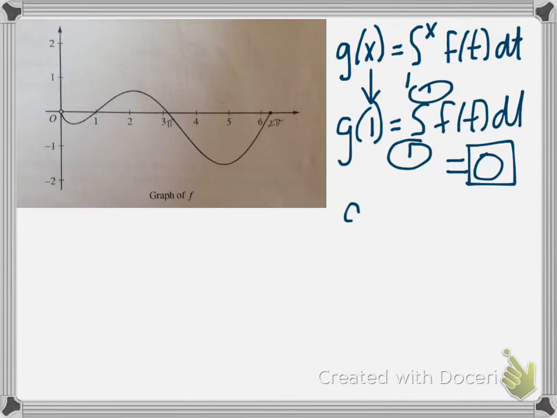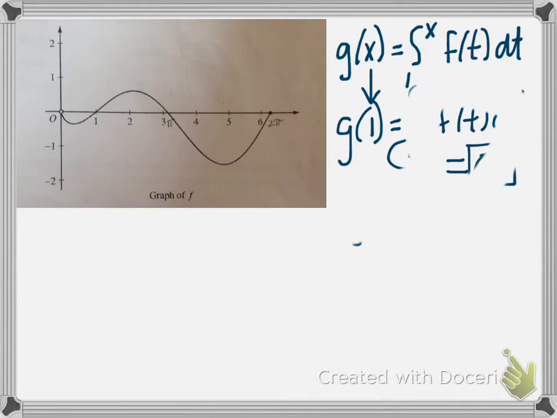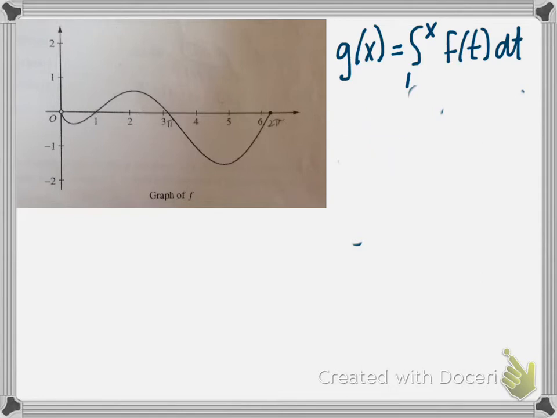Then you need to find g prime of 1. Okay, before you can do g prime of 1, you have to do g prime. So I'm going to erase all this. Okay, so we're going to look for g prime. So if I add a prime on the left side, I have to add a prime on the right side.